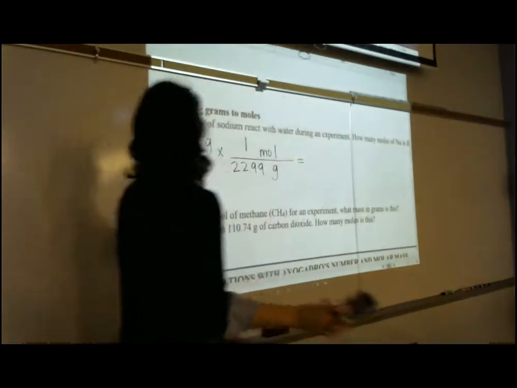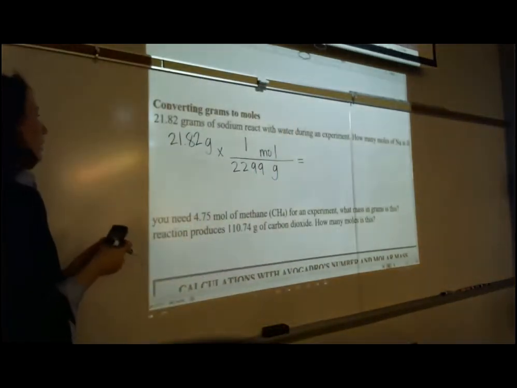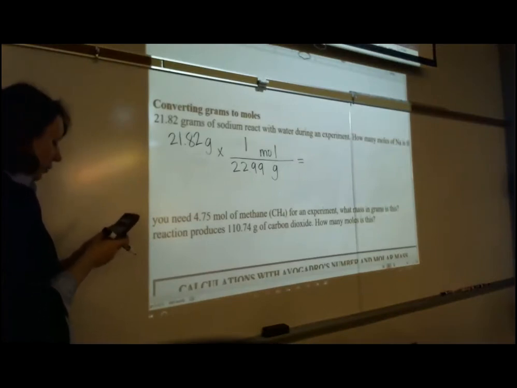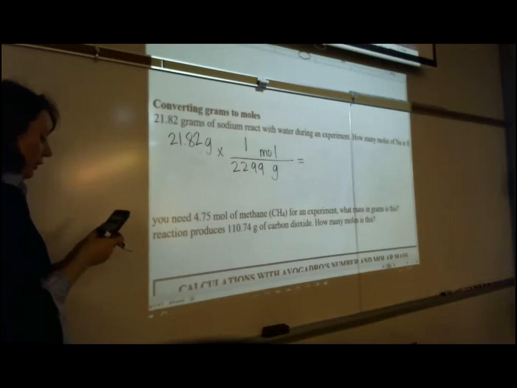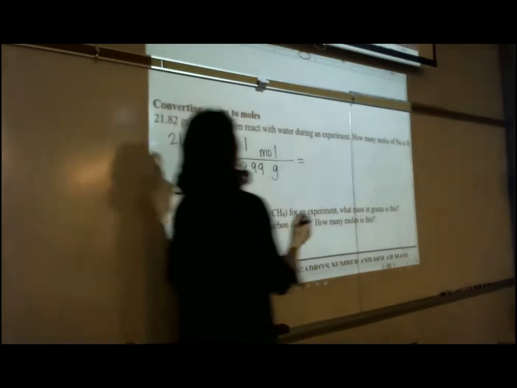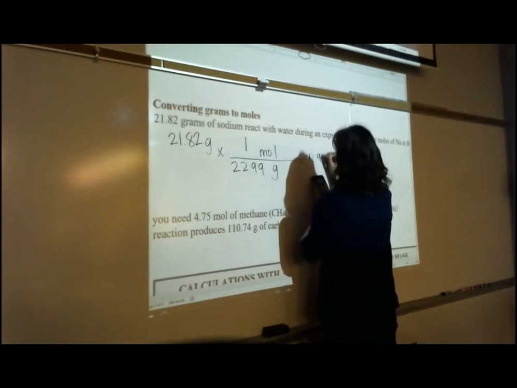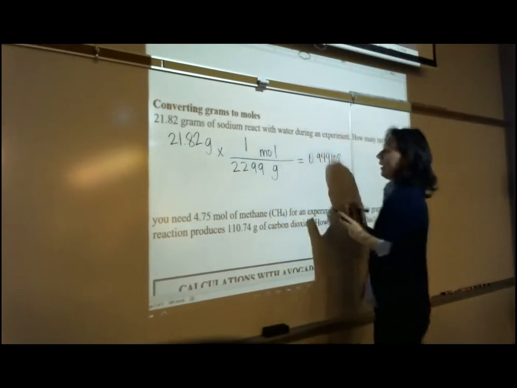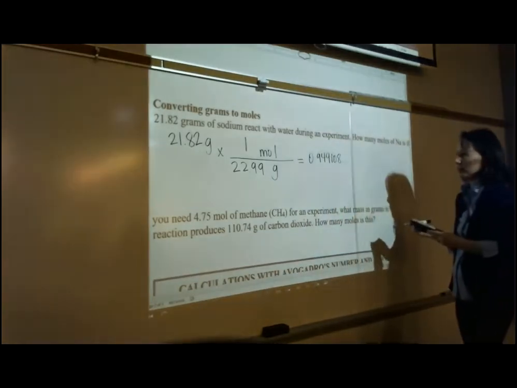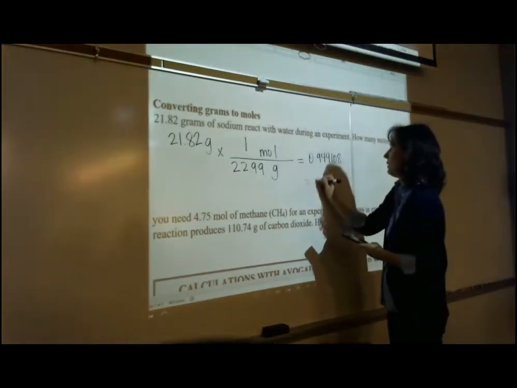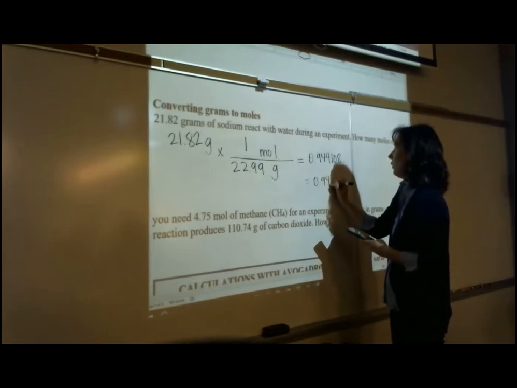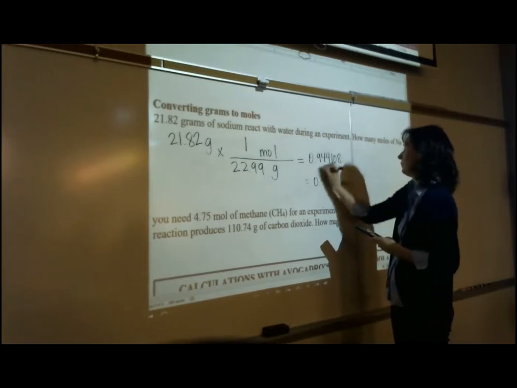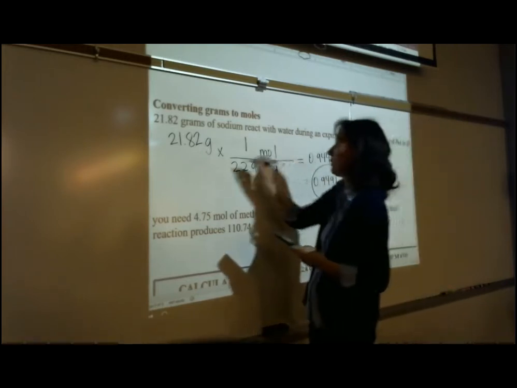So I multiply straight across and divide up. So 21.82 divided by 22.99. This is going to be pretty close to 1 mole, right? 21.82 divided by 22.99 gives me 0.949108, and so on. I can only keep 4 sig figs, so that would be 0.9491, and my unit would be mole. Don't forget units.